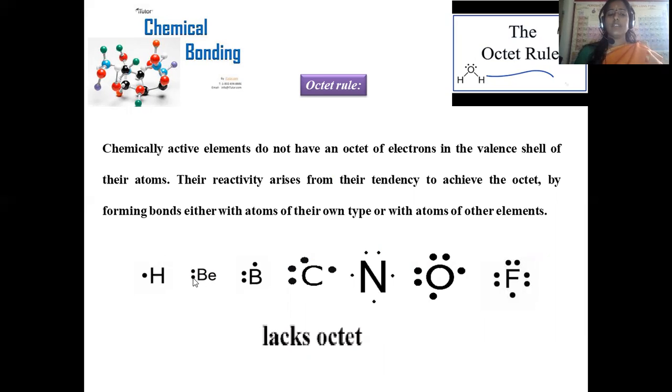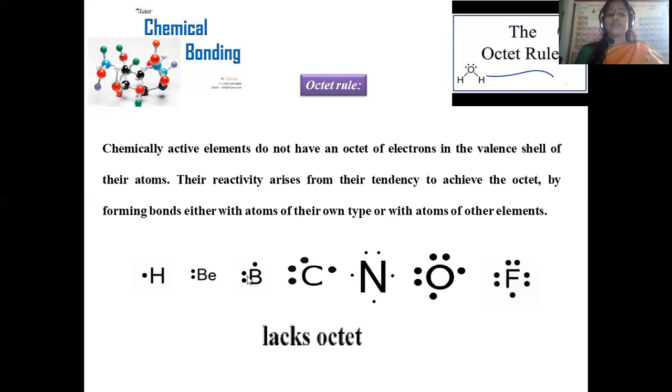And beryllium, with the 1s2 2s2 configuration, right? How many more electrons are required? 6 more electrons in order to get 8 electrons. 2 electrons are there, 6 more are left. Otherwise, if it loses these 2 electrons, then also it will be more stable. So it is also regarded as a lack of octet.